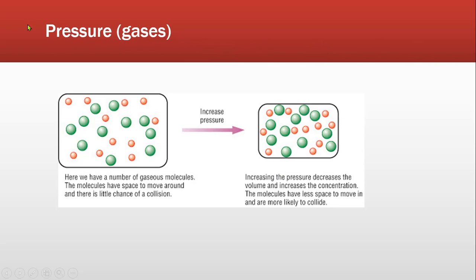The next factor is pressure, and this applies only to gases. So here we have two vessels, one with regular gas and this one where we compress the gas. So here we have a number of gaseous molecules. The molecules have more space to move around and there is less chance of collision. When we compress it, we give them less space and it increases the concentration. Therefore, they are more likely to collide.